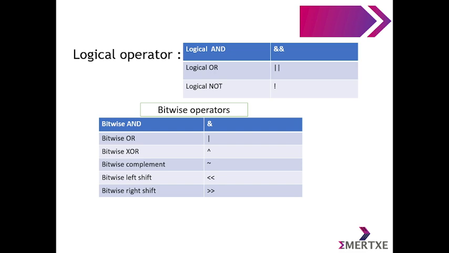And bitwise XOR: if the conditions 1 and 2 differ, one being 1 and the other 0, we'll get the output as 1. In bitwise complement, if the condition is 1 the output is 0, and if the condition is 0, we'll get the output as 1. And then bitwise left shift and bitwise right shift.